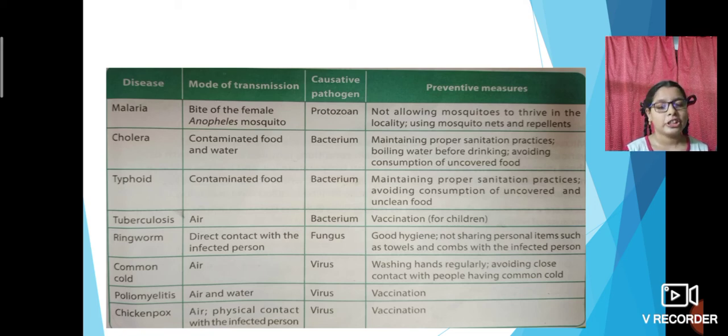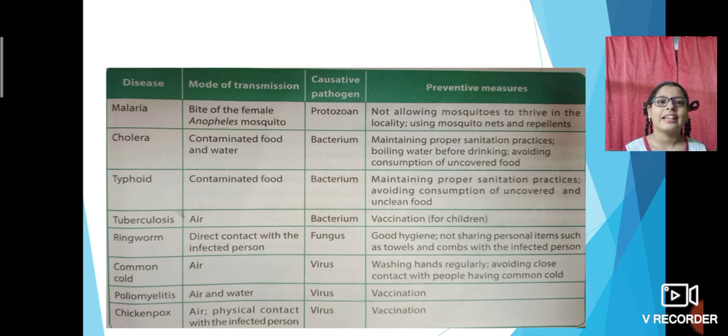Once the vaccination is done to the children, when they grow up, if they meet with poliomyelitis, they can avoid it by the vaccination which is present in our body. It helps to fight against poliomyelitis. And the eighth disease is chickenpox, which is transmitted through air or physical contact with the infected person. The causative pathogen is a virus, and the preventive measure is vaccination.